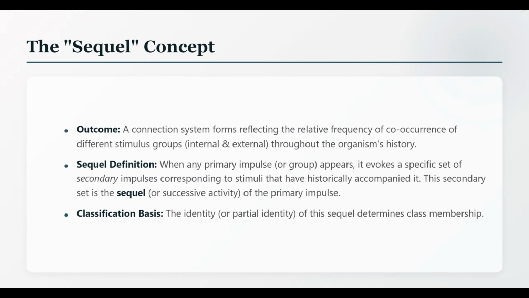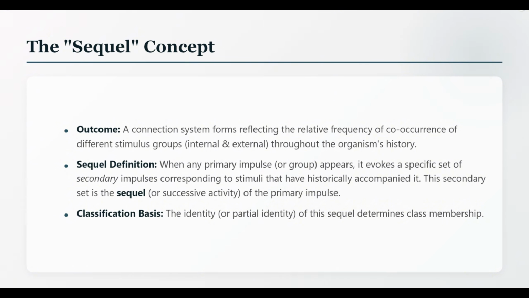So, through all these mechanisms, the brain builds a map of the world based on what tends to happen together. Every time a primary impulse arrives, it doesn't just trigger one thing. It triggers a whole cascade, a sequel of secondary impulses that represent the typical companions of the original stimulus. Think of it like this.